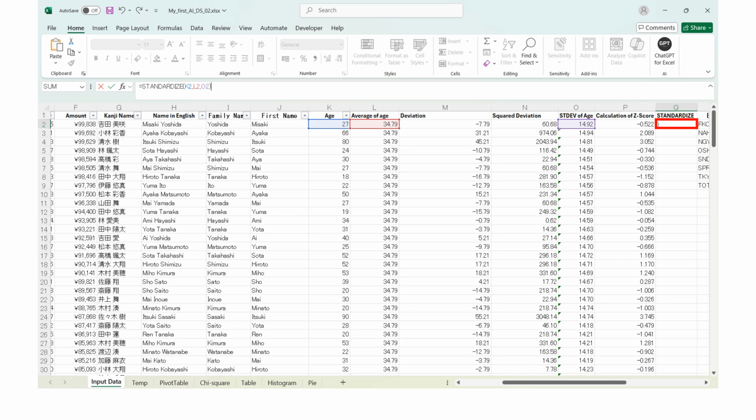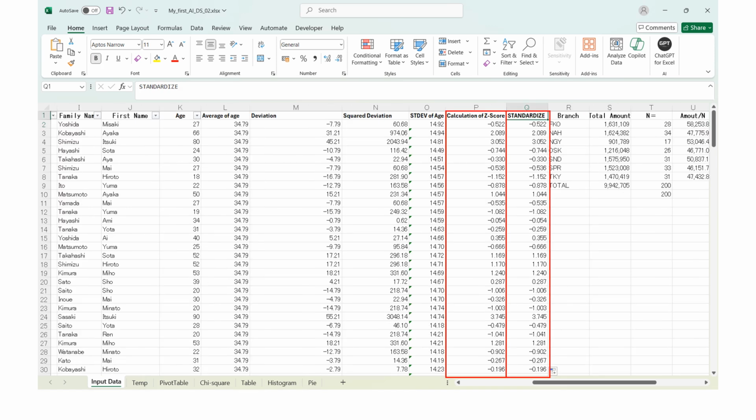The arguments are the cases age, the average age, and the standard deviation of age. Round to 3 decimal places. Autofill. We can see that the values from the formula and from the function match. Now that you have calculated the variance, standard deviation, and standard scores using formulas, you may have a better understanding of how to calculate them.